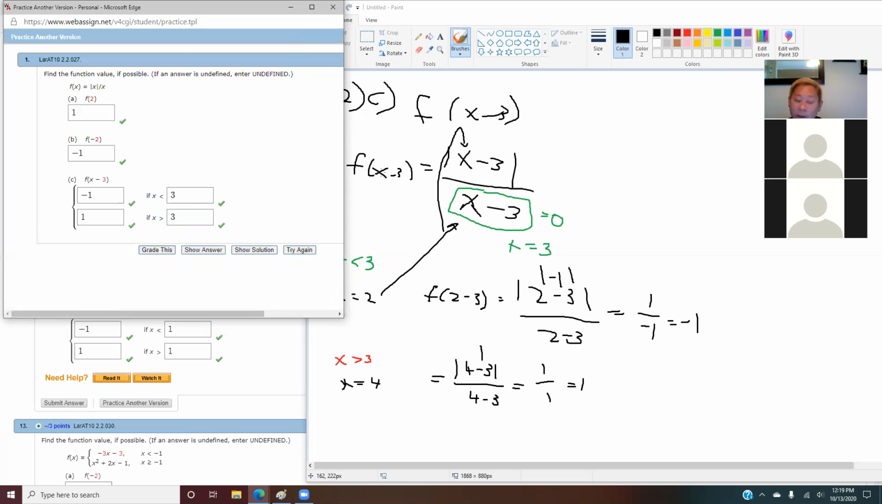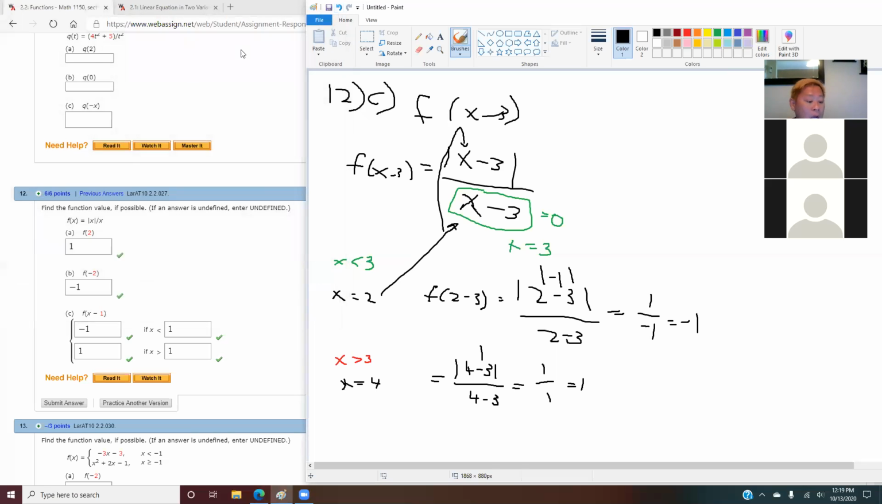All right. Anyone have any questions in this case on 2.2 beside 12C here? Anyone have any questions? You can either ask me or again type in the chat room.